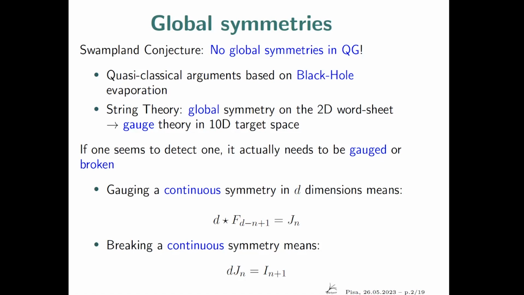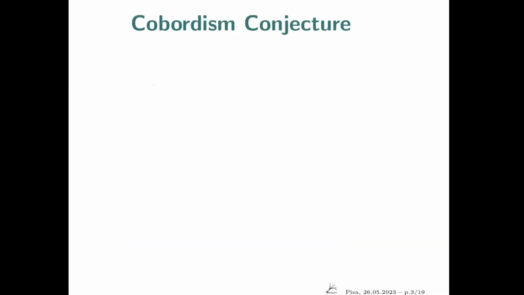And if one seems to detect one, there are two ways. This is physical intuition. How to get rid of them, it needs to be gauged or broken. So if you gauge it, you introduce a gauge. Where's the pointer? You introduce, sorry for that.